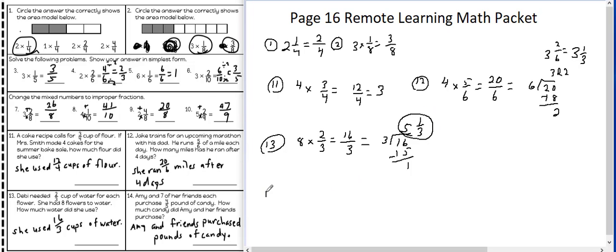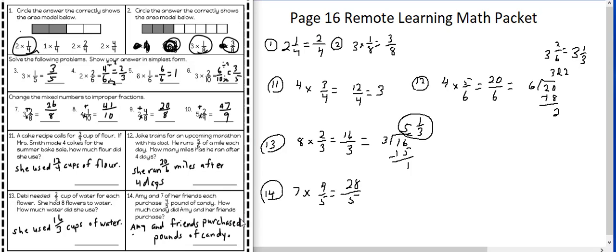All right, number 14. Amy and 7 of her friends each purchased 4/5 pound of candy. I want to be friends with them. How much candy did Amy and her friends purchase? All right, so they had 8 bags, so they had 4/5 of a pound of candy each. 7 times 4 would equal 28. Denominator stays the same.